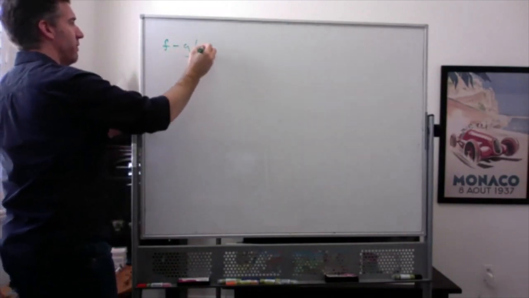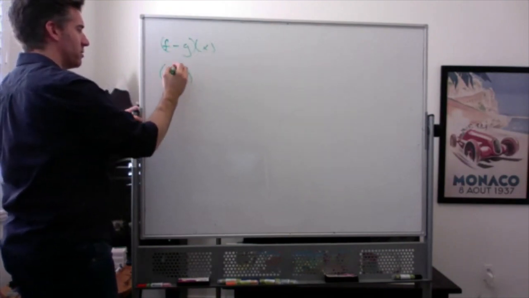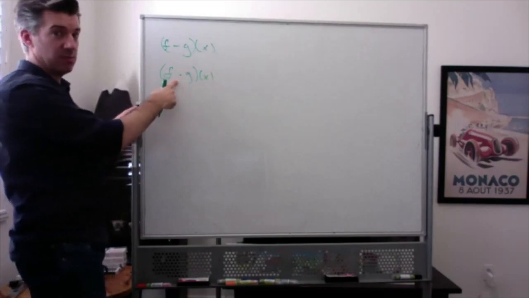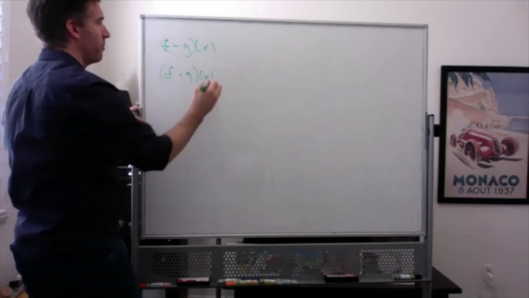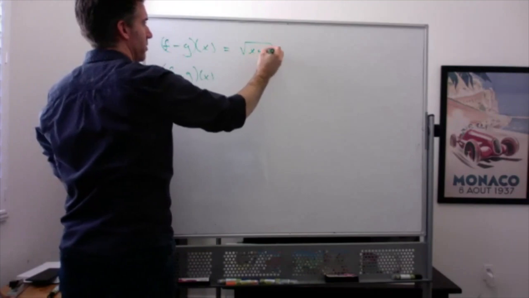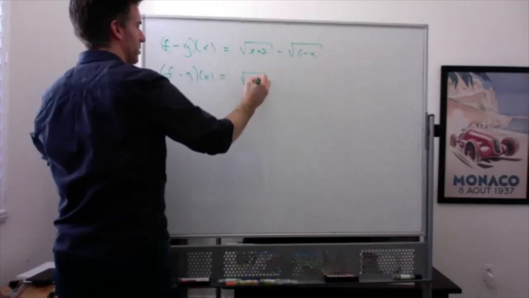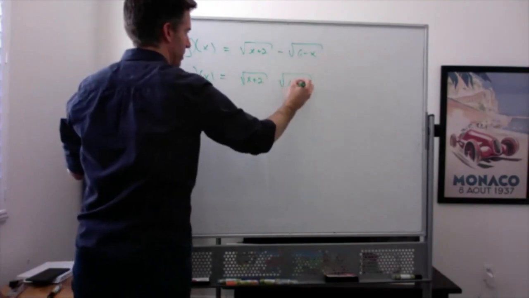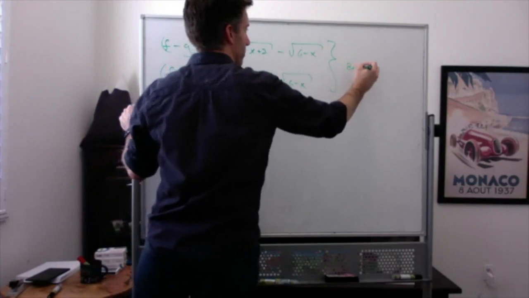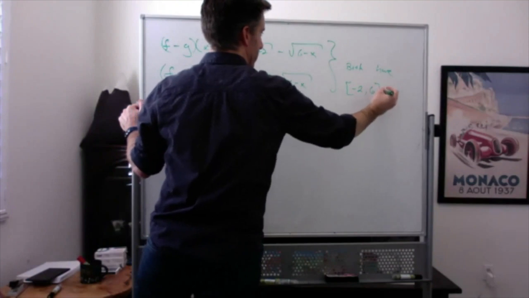f minus g of x, f times g of x, and that's times, this is not a composition symbol, this is a multiplication symbol. Right, this would be square root of x plus 2 minus the square root of 6 minus x. This would be the square root of x plus 2 times the square root of 6 minus x. These both have the same domain of -2 to +6.